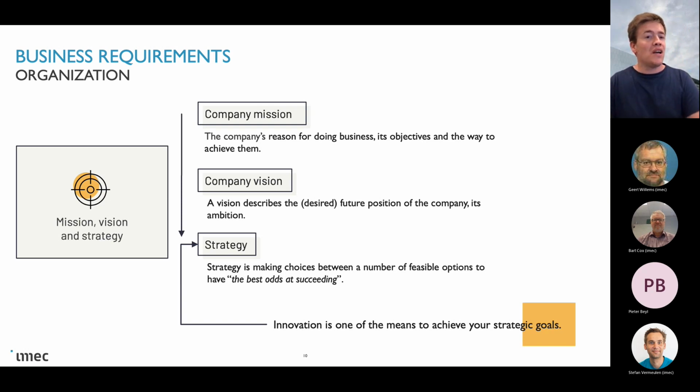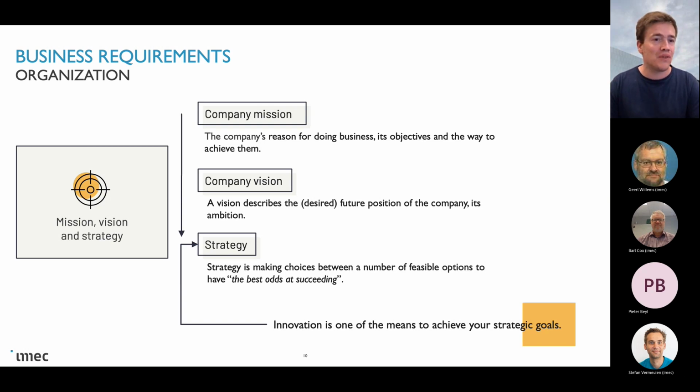And then we have the strategy, and the strategy is a choice made by the organization among, let's say, an infinite amount of options that we could do, with the hopes of succeeding. Innovation and smart products is only one of the options that a company has in achieving certain strategic goals. Now, I have a lot of slides, so excuse me, I'm just going to run through some.